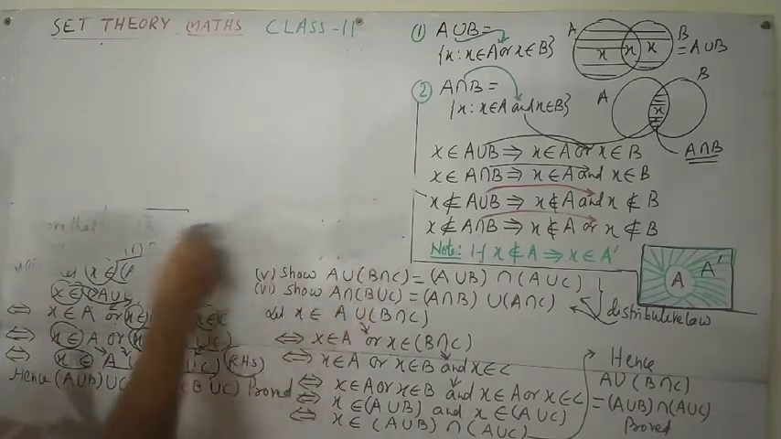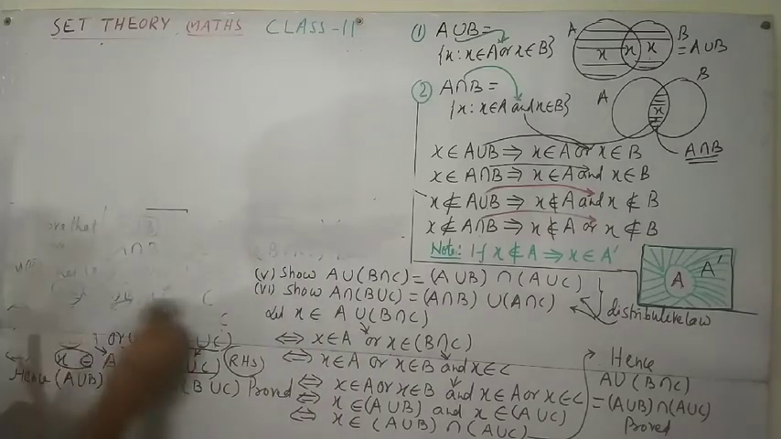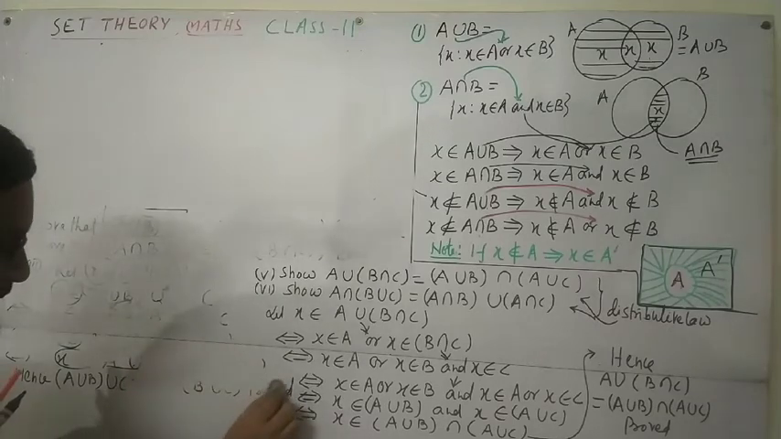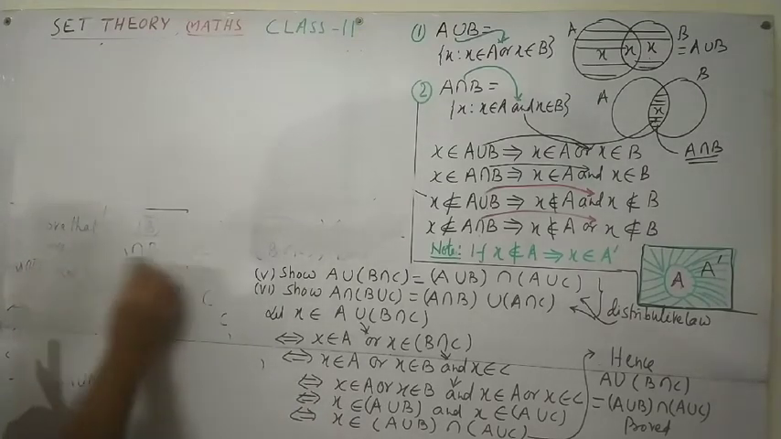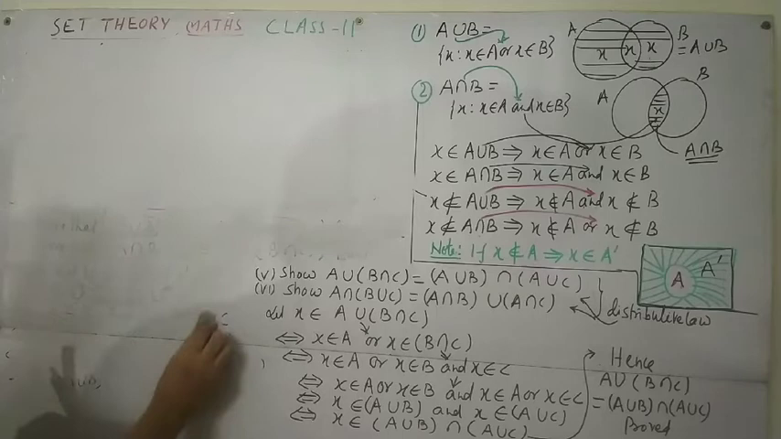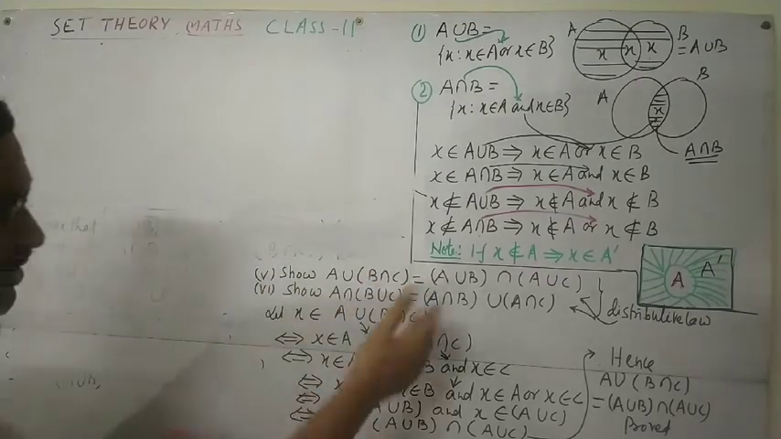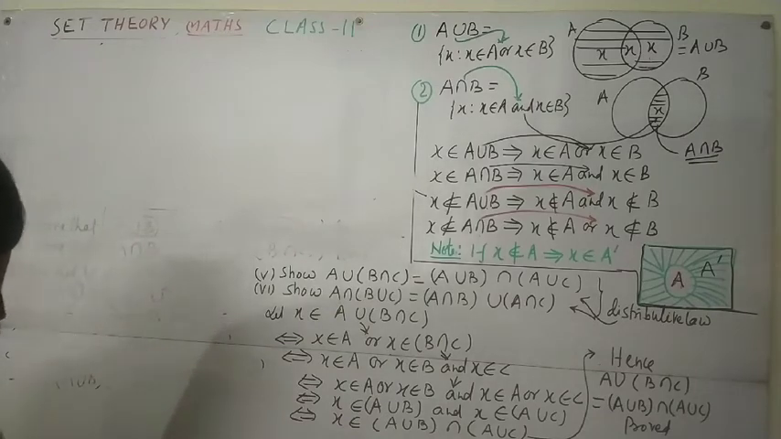Now come to De Morgan's law, which has been deleted from the syllabus. This year you only have to learn this associative law and this. Only four theorems you have to know. Now this is equal to this. Again, just see.